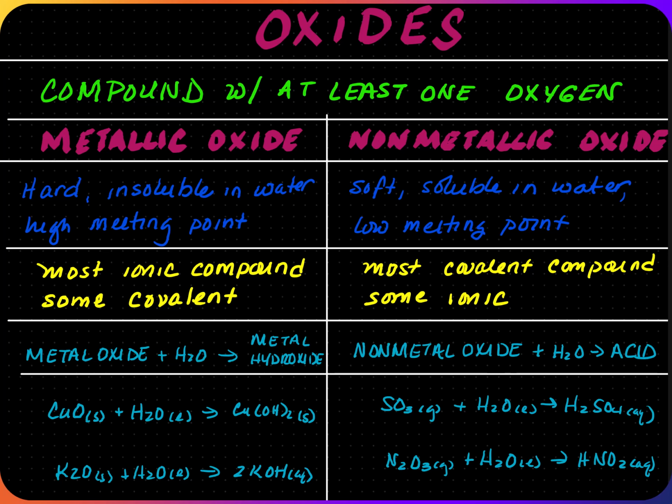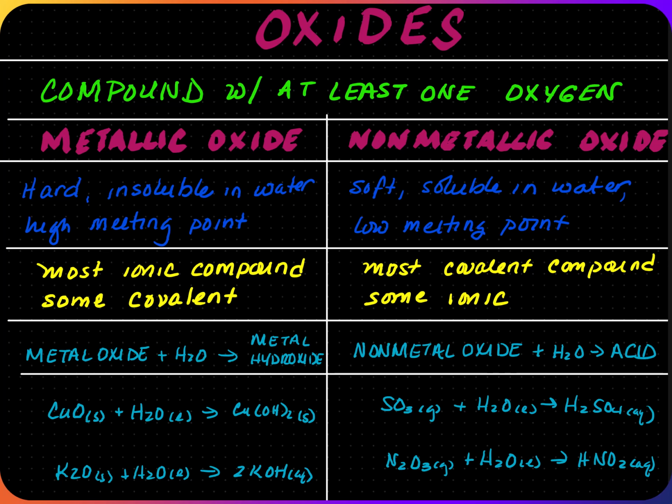Oxides are compounds with at least one oxygen present. There are two types: metallic oxide, which are metals on the left side of the periodic table, and then non-metallic oxide, which are nonmetals on the right of the periodic table. Metallics are hard, insoluble in water, and they have high melting points. Non-metallic are just the opposite. They're soft, soluble in water, and they have low melting points. Both of them can be ionic or covalent bond. Metallics in general will be ionic compounds. Non-metallic will be covalent compounds.